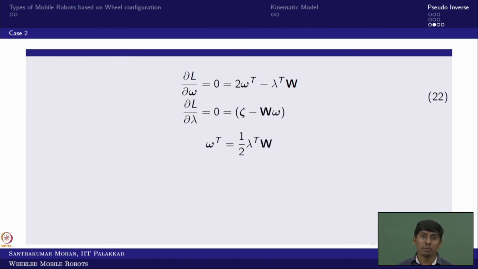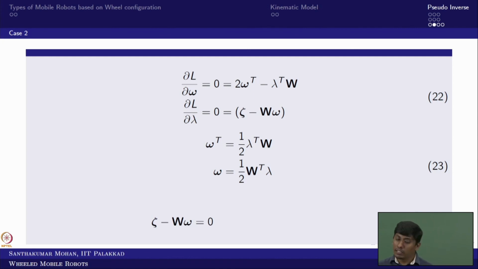So the omega transpose I am writing in terms of lambda. Since it is omega transpose, I am taking the transpose throughout. What I will get is omega in the form of half W transpose into lambda. When I see the second equation, what can I find? Zeta minus W omega equal to 0 is not giving any usefulness, because this is what we started with, right. But this particular equation 23, you substitute into this equation. So what you will get? You will get this, right.